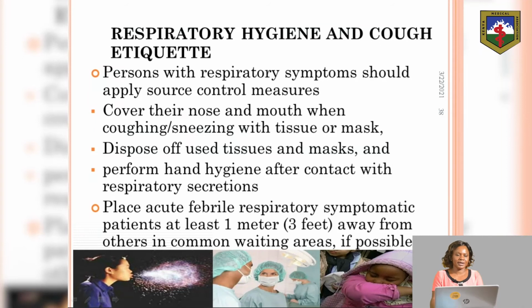When it comes to respiratory hygiene and cough etiquette, we are saying that persons with respiratory disease should apply source control, like wearing a mask to control the droplets from one's mouth. That is what we call source control, such that it does not get to the next person or even contaminate the environment. We cover the nose and the mouth while coughing or sneezing. And then if you are placing patients in a hospital who have respiratory symptoms, you must consider at least 1 meter away from each other, including even the waiting areas and the bedside spacing.